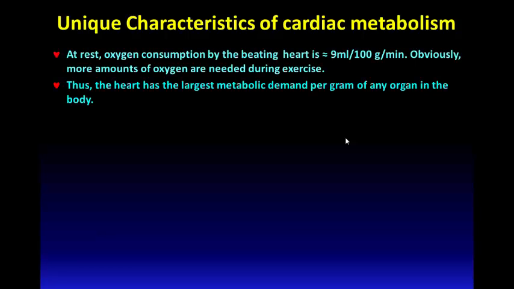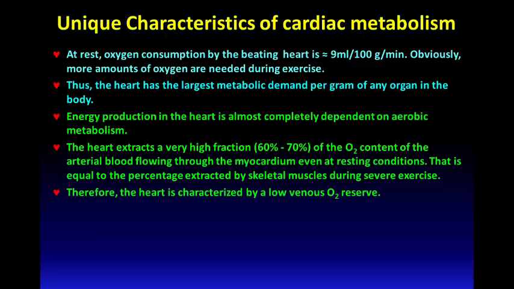At rest, oxygen consumption by the myocardium is approximately 9 milliliters of oxygen per 100 grams of myocardial tissue per minute. Obviously, larger amounts of oxygen are required by the myocardium during exercise. Thus, the heart has the largest metabolic demand per gram of any organ in the body. Energy production in the heart is almost entirely dependent on aerobic metabolism.